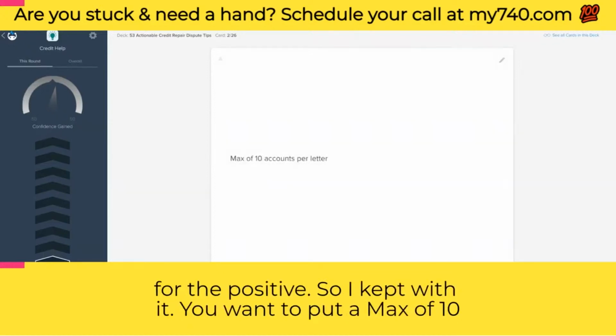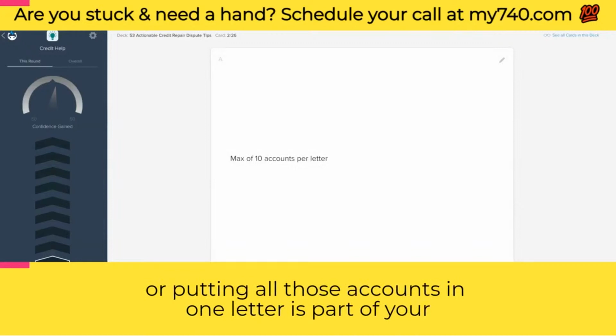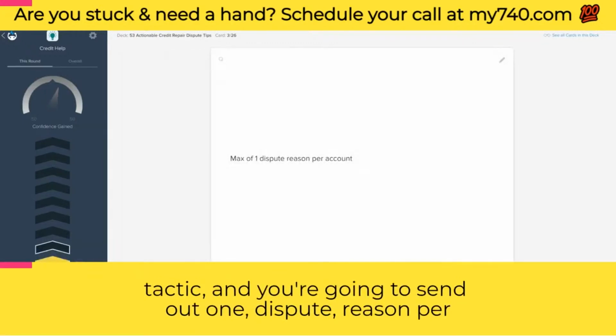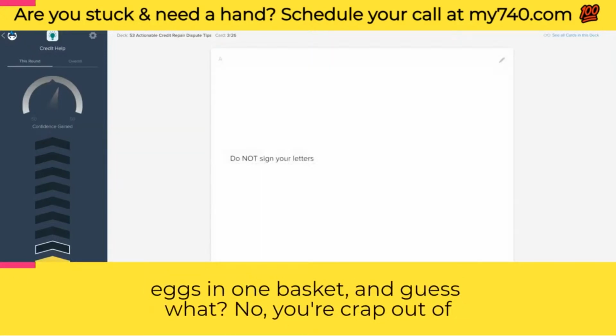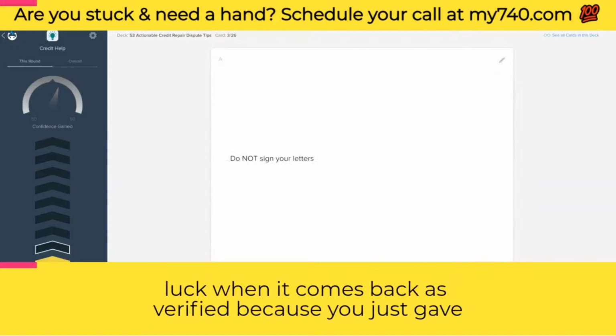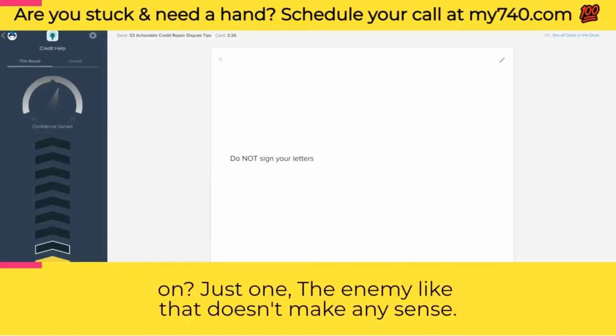You want to put a max of 10 accounts per letter, not 12, not 50, but 10, unless it is medical, or putting all those accounts in one letter is part of your tactic. And you're going to send out 1 dispute reason per account. I'm seeing so many people who are putting all their eggs in one basket, and guess what? Now you're out of luck when it comes back as verified because you just gave up all your ammo. Why are you going to expend all your ammo on just one of the enemy? Like, that doesn't make any sense.